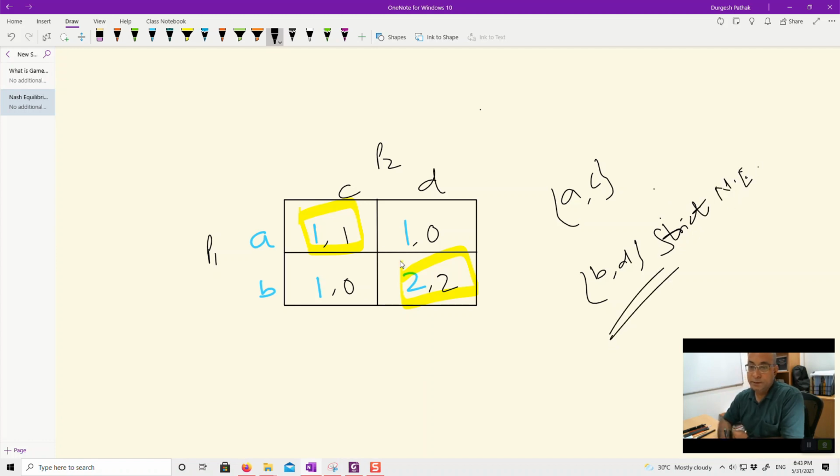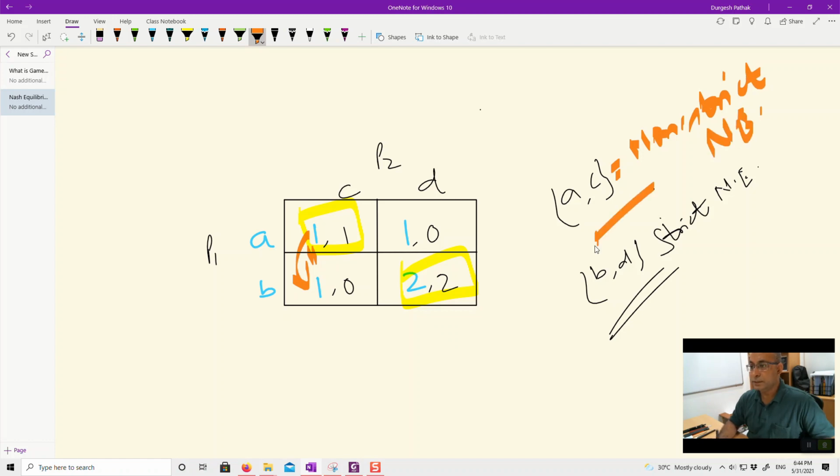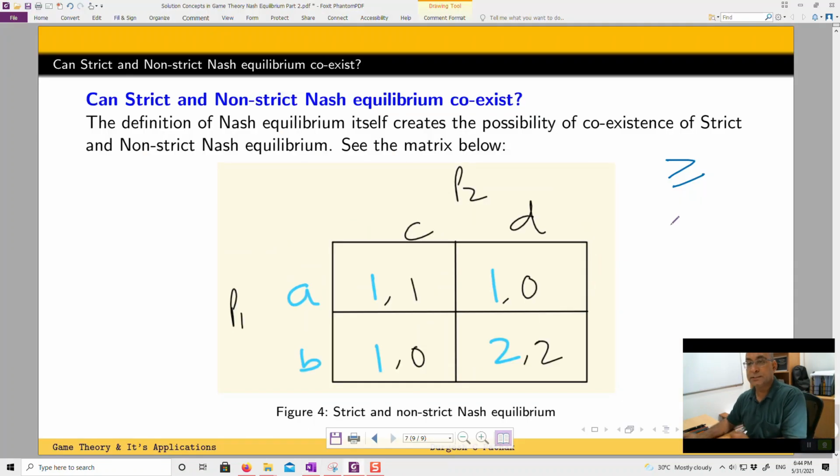What about this one, AC? You see that player 1 can actually deviate to B and get an equal payoff. This is the deviation. He gets an equal payoff. Player 2 cannot deviate profitably. So see here, AC is a non-strict Nash equilibrium. So you see that both strict as well as non-strict Nash equilibria can coexist in a game.